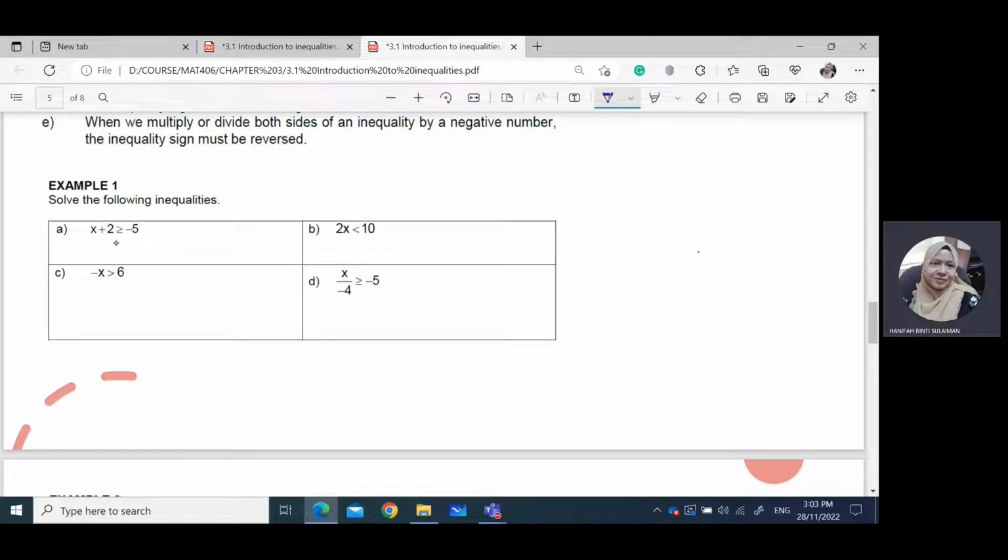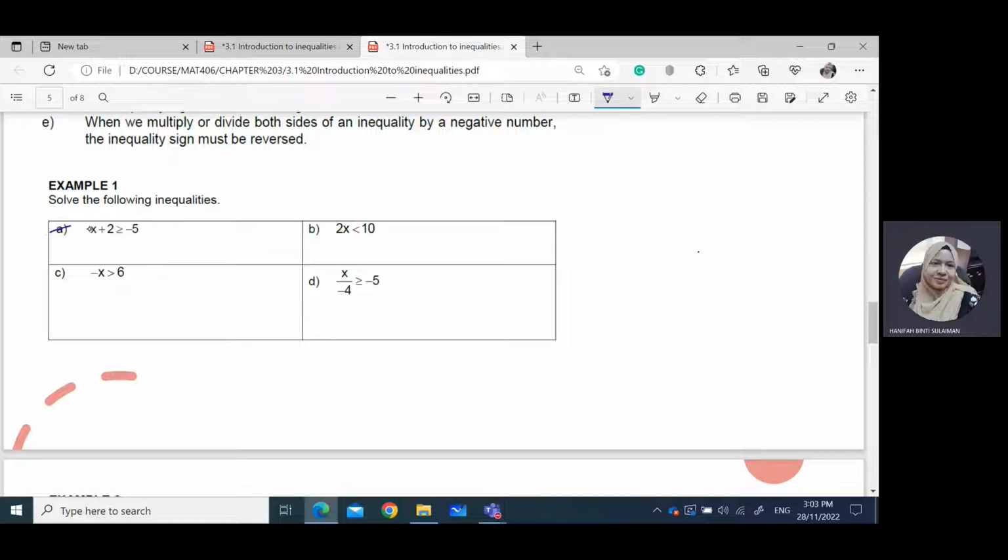Okay, so sekarang kita tengok contoh bagi topik inequalities. Okay, so kita ada 4 contoh di sini. Contoh yang pertama, kita ada x plus 2 greater than or equal to negative 5. Okay, so untuk selesaikan masalah ini, kita perlu tinggalkan x.